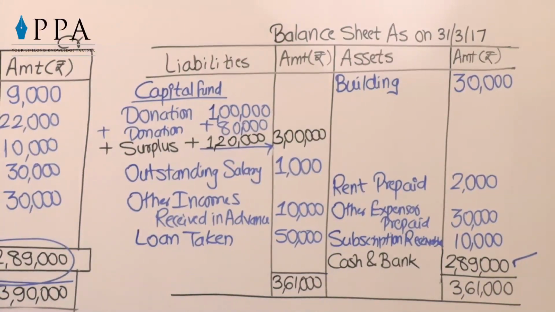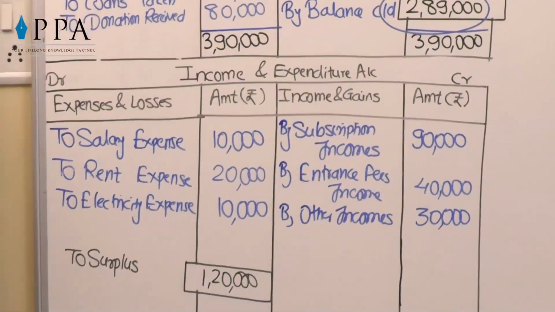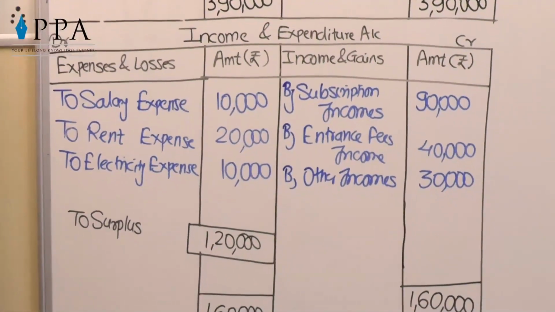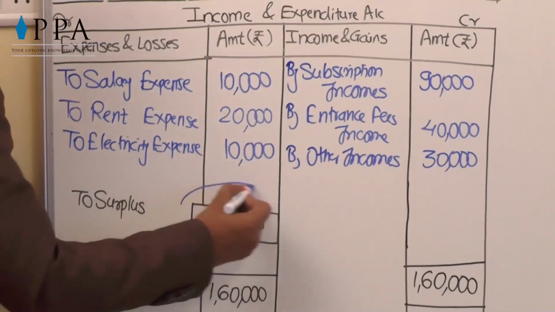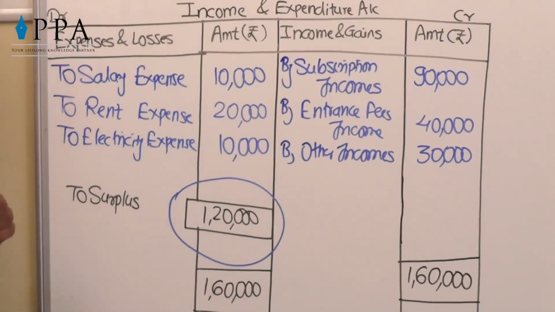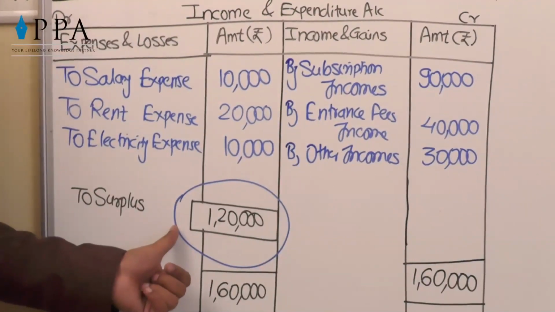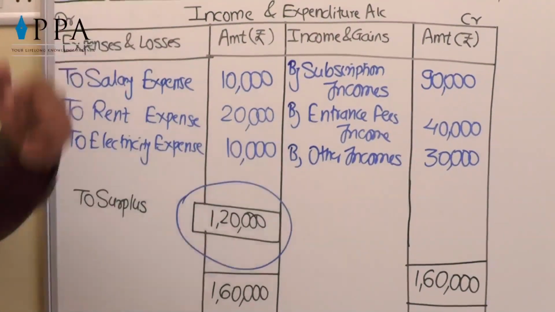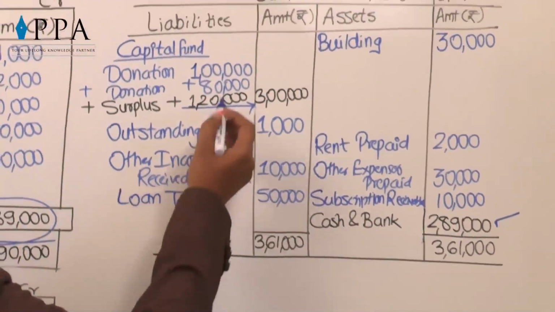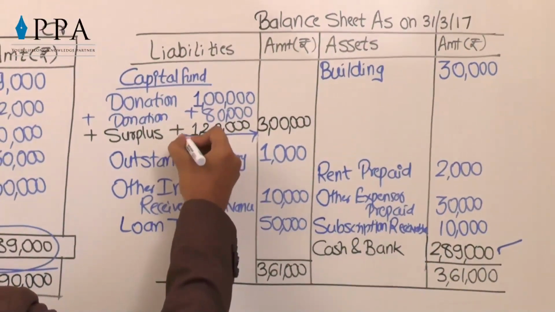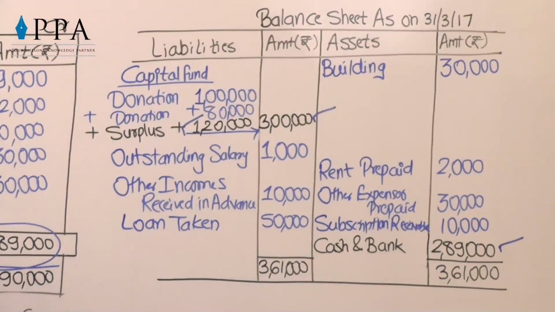Now coming to the income and expenditure account. As you know, it's a nominal account. It will tell us how much profit or loss we have earned. Now on the income and expenditure account, income side is more than expense side. So it's a surplus, that is net profit is called as surplus here, 1,20,000. Just like capital, this will be added in the capital fund. So let's go towards the balance sheet now to add the capital fund with surplus. So on the liability side, donation plus donation. Now this surplus 1,20,000 is added. So net capital fund becomes 3 lakh.